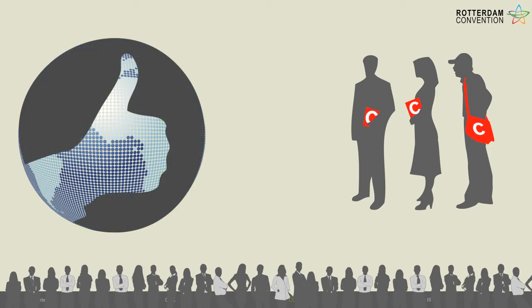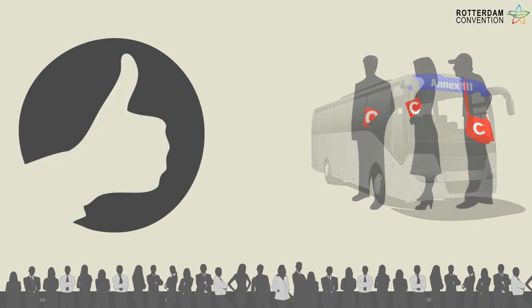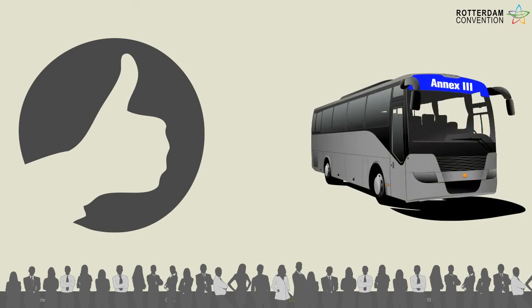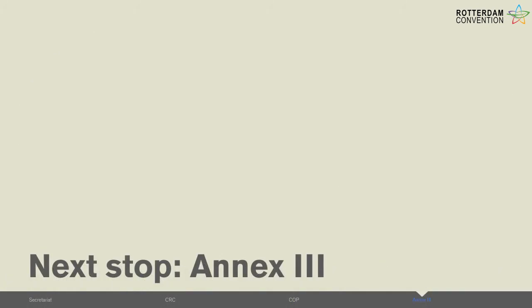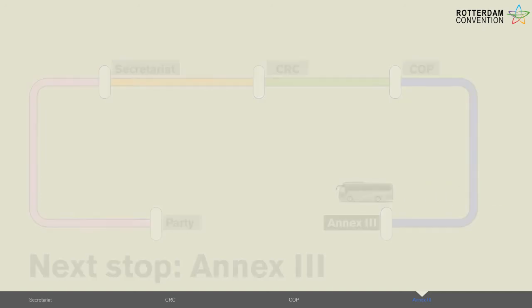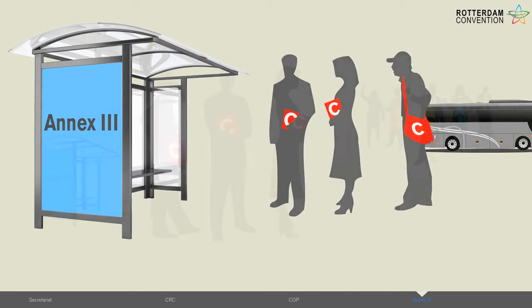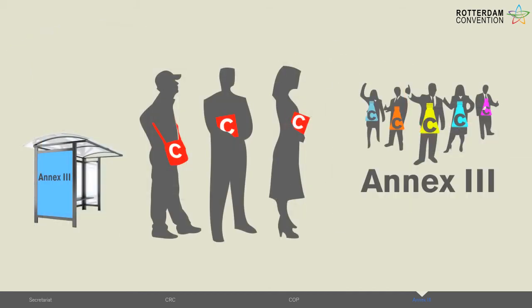When the COP decides a chemical or a severely hazardous pesticide formulation is to be listed in Annex 3, the chemical or the chemical formulation then boards the bus for the final leg of the journey. Next stop is Annex 3. In Annex 3, the new chemicals join the other listed chemicals that are subject to the PIC procedure.